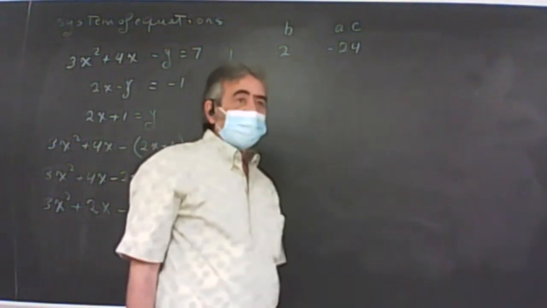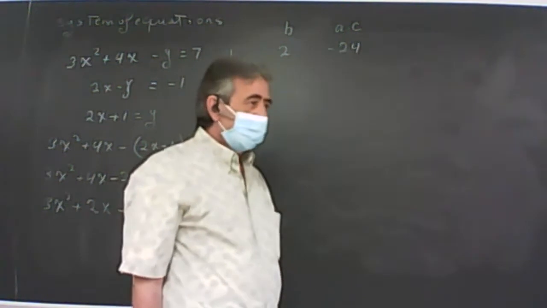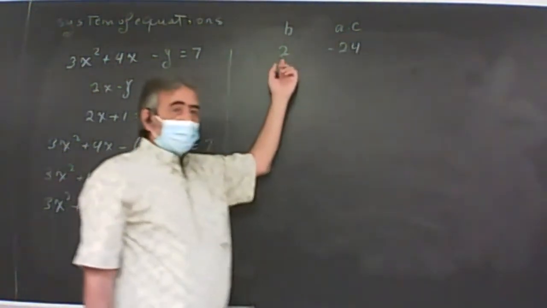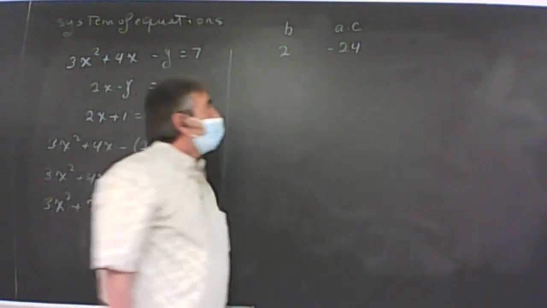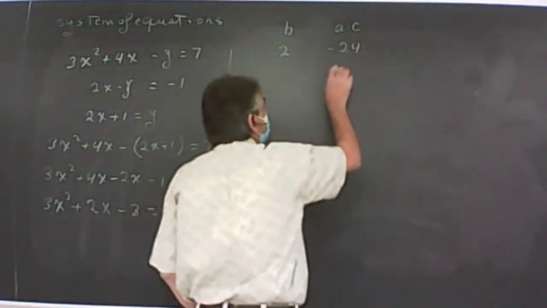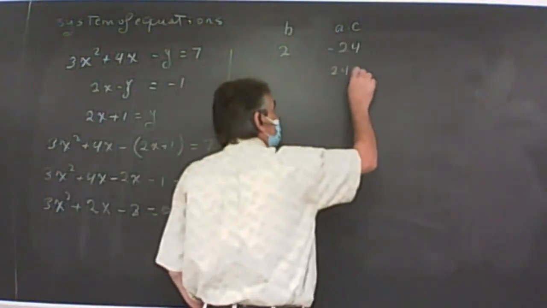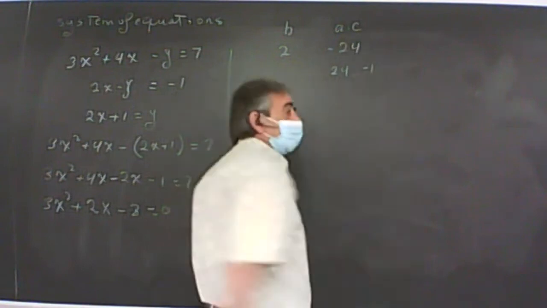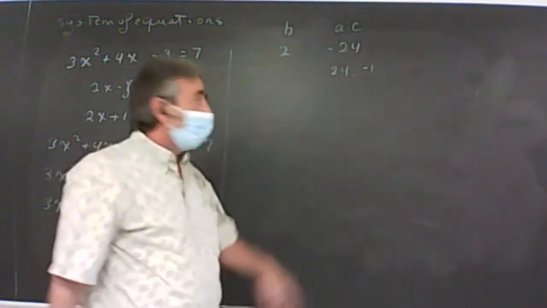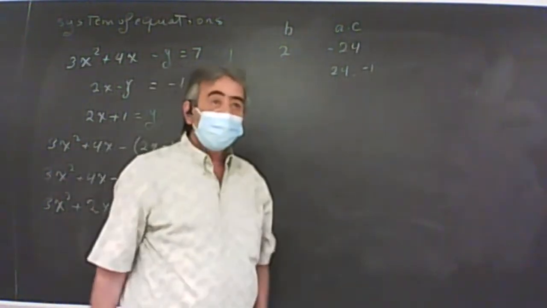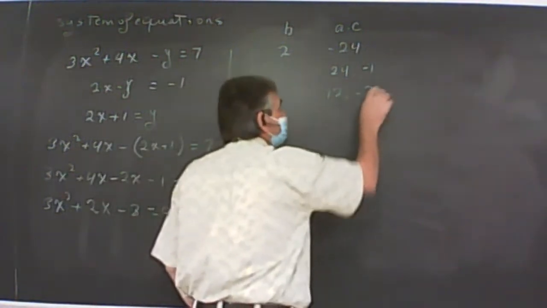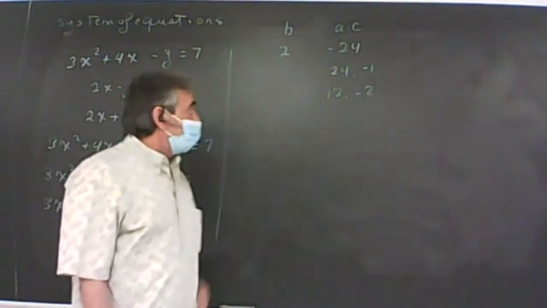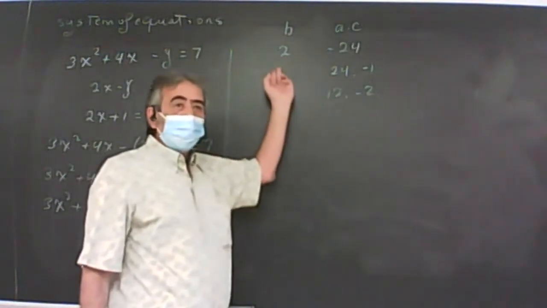We know one of those numbers has to be negative. We know the sum is positive, so the bigger number is positive. So to get 24, 24 times 1, the 1 has to be negative, yeah? Those don't give me 2. Next, 12 and negative 2. Do I get a 2 when I put them together?